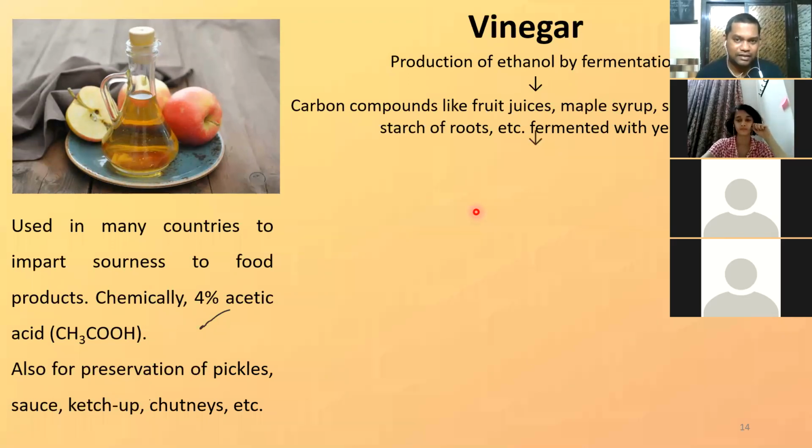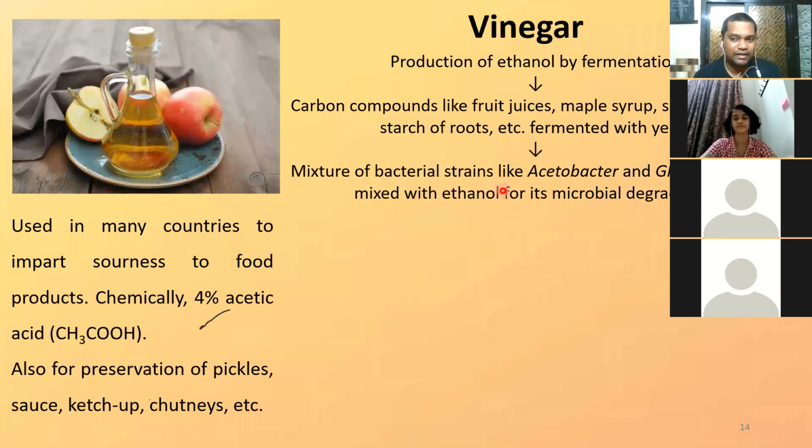Once you get the ethanol, mixtures of bacterial strains are added. Again, here you have to remember the names of the bacteria. So when you are preparing vinegar, the first ingredient is yeast, by which you get the ethanol. Then to that fermented ethanol you will add the bacterial strains. You should remember the names: Acetobacter and the other one is Glucanobacter. These two are added for further microbial degradation.